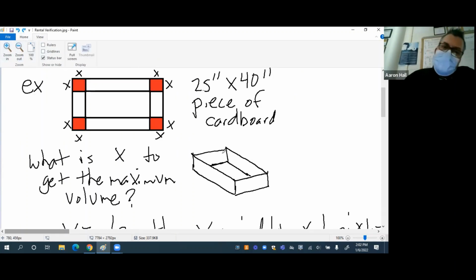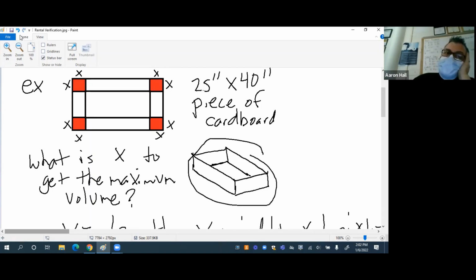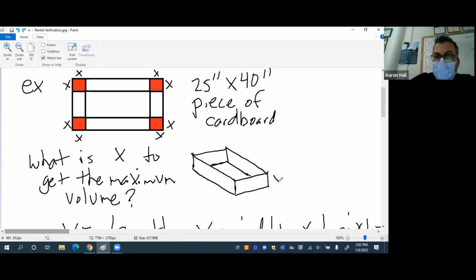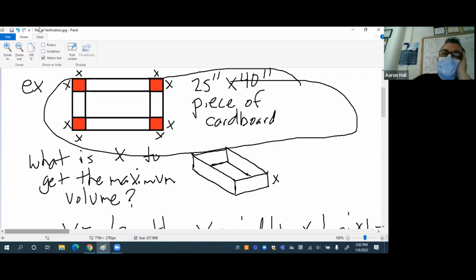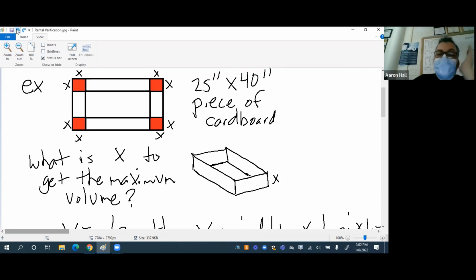So if I fold this up like this, where's X? Yeah, this would be our height. So I'm going to label that X. Is there any way that we can figure out what that length here is, from what we're given? Yeah, so this would be 25 minus 2x.